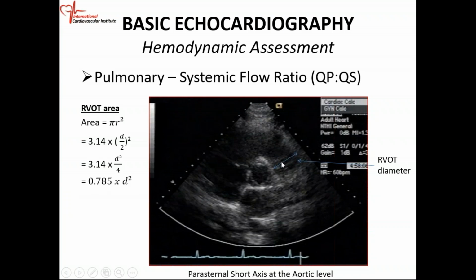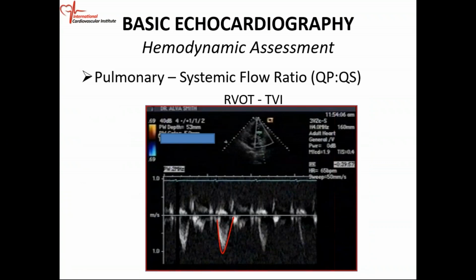So once you measure this diameter, the diameter of the right ventricular flow tract, which is usually measured just a little bit above your pulmonary valve, and you need to see the two walls of the pulmonary trunk, okay? You measure your diameter, you plug it in the equation, you get the cross-sectional area. But to get the flow, you have to multiply that by the TVI.